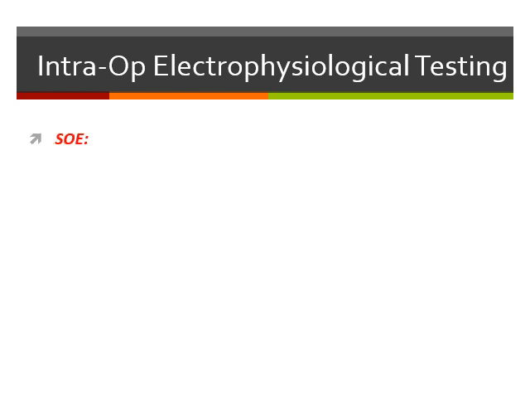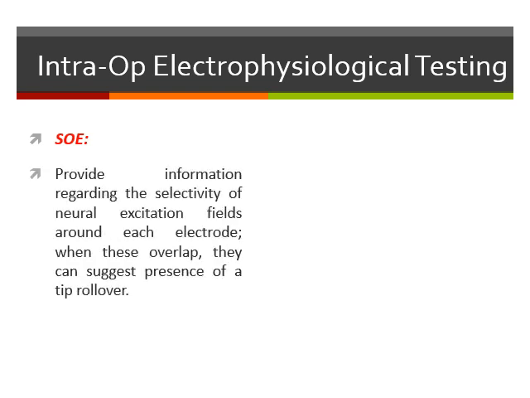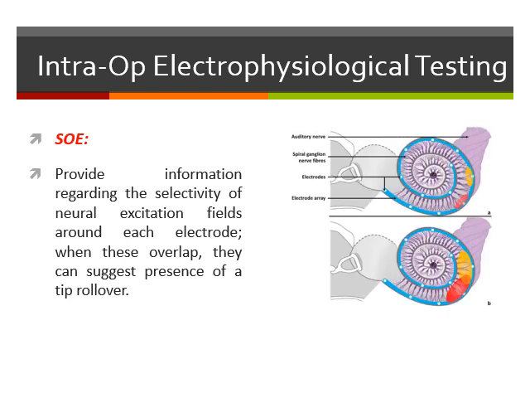Also, what we call spread of excitation. It provides information about the selectivity of the neural excitation field around the electrode. What is it about? Here, as we can see, upon electrical stimulation of the electrodes, the electrical field will propagate to stimulate the spiral ganglia.